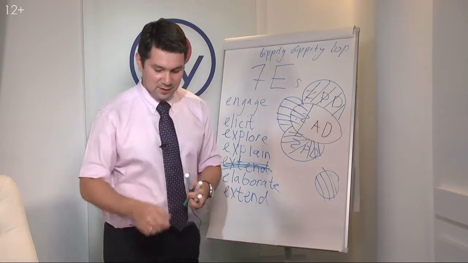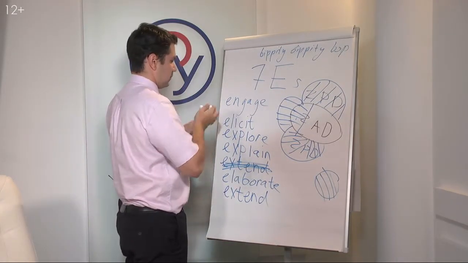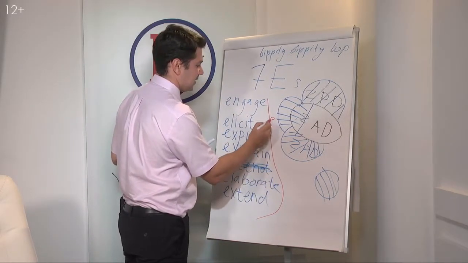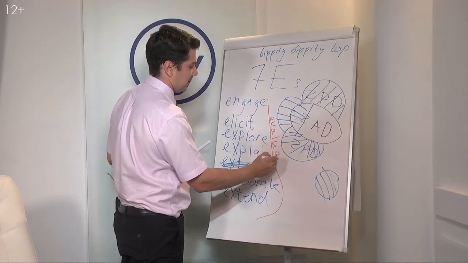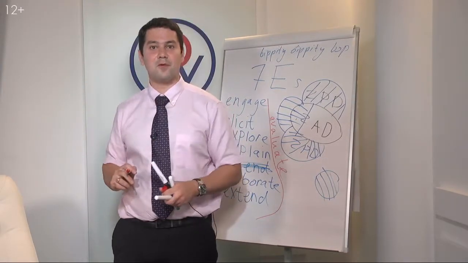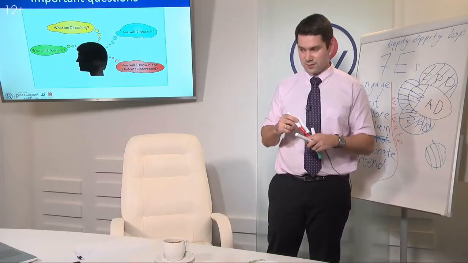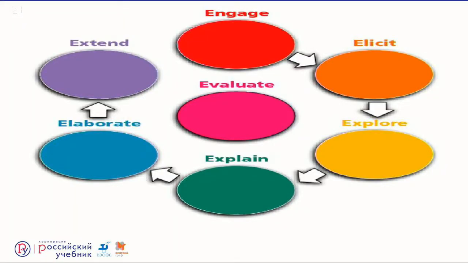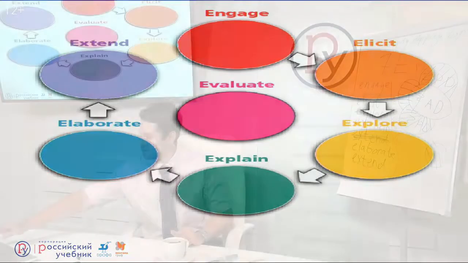And throughout the whole stage, you can evaluate. And that is the seventh E. You do it through formative assessment, and you will find out more about formative assessment in the second unit of this course. So in a word, this is what it looks like. You engage, elicit, explore, explain, elaborate, extend, and evaluate, right? This is how language learning works during the planning stage.